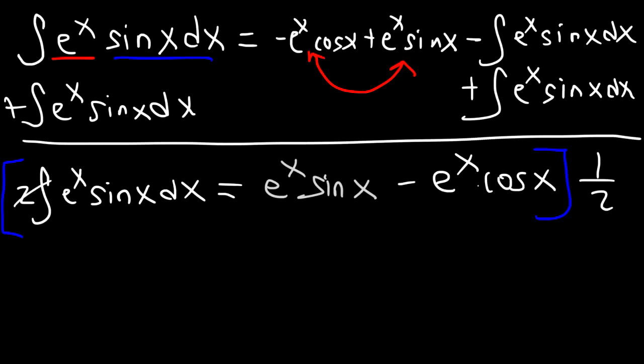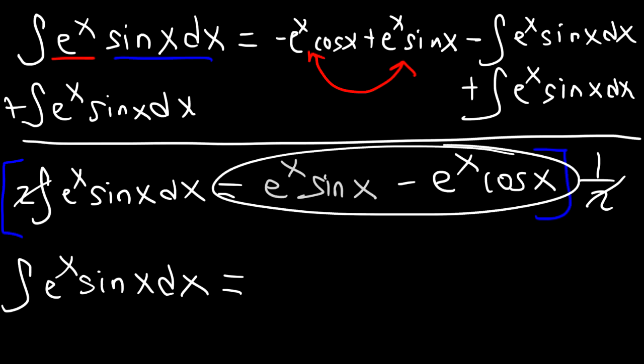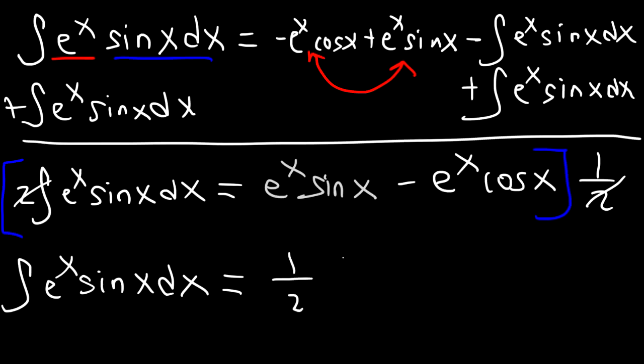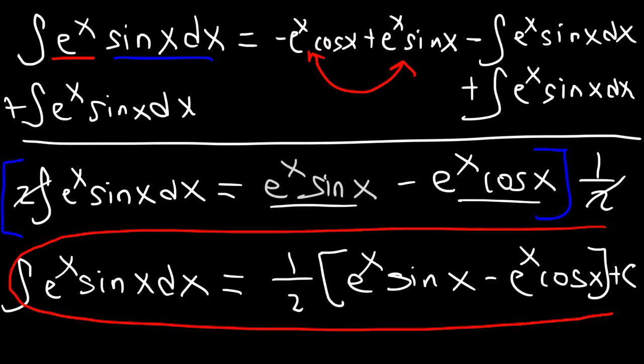So 2 times a half, these two will cancel. So on the left I have the integral of e to the x sine x dx. And then I need to multiply these two terms by 1/2. So I'm going to put the half in the front and then enclose these two terms inside a bracket. So it's going to be 1/2 times e to the x sine x minus e to the x cosine x. And let's not forget our constant plus c. And so this is the answer. So that's the integral of e to the x sine x dx.